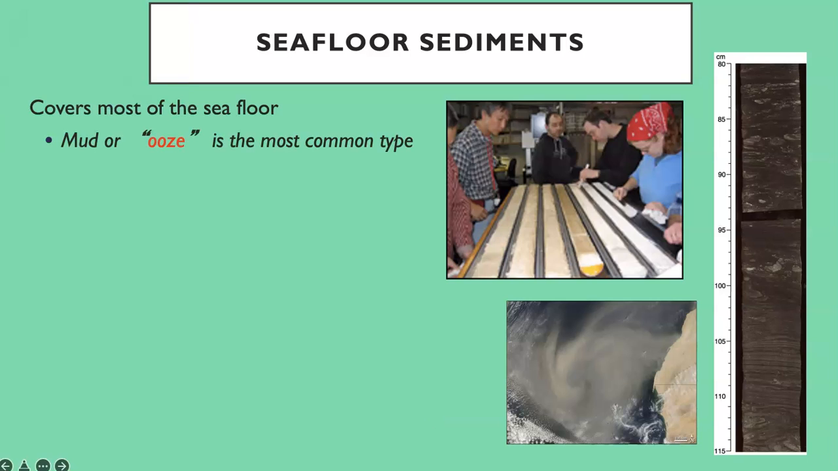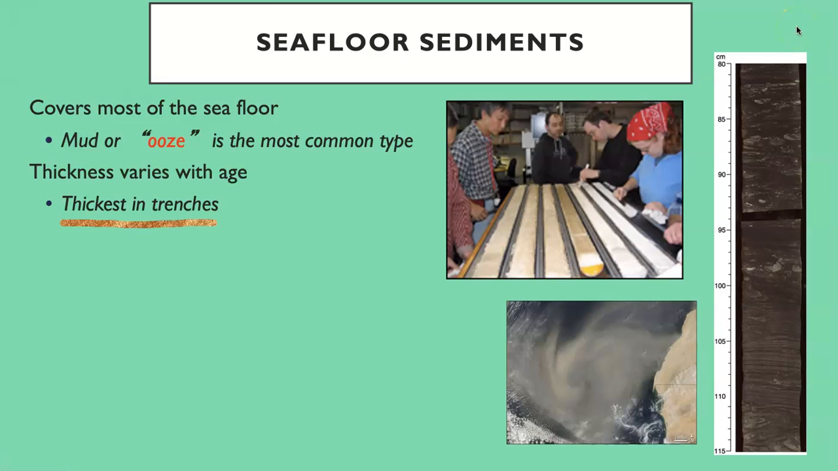So seafloor sediments cover the floor of most of the ocean, and sometimes we call them ooze. It's sort of like if you could imagine going down onto the water and walking on the seafloor, it would be kind of squishy and oozy. So we just use this word ooze for the mud that's on the seafloor. The thickness varies with the age of the seafloor, and it's the thickest in the trenches, as I just mentioned.